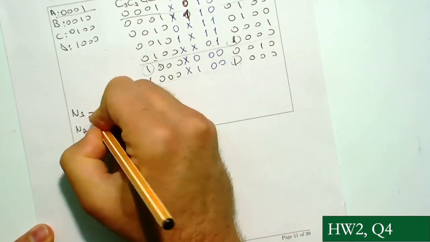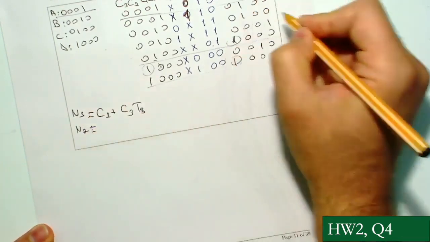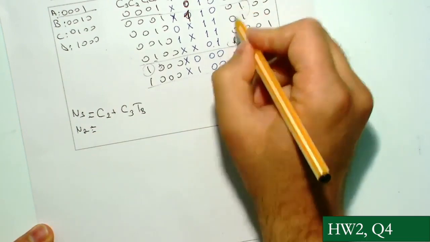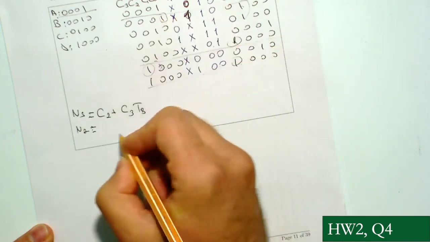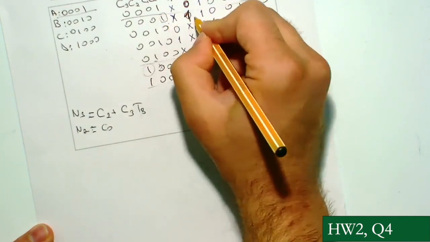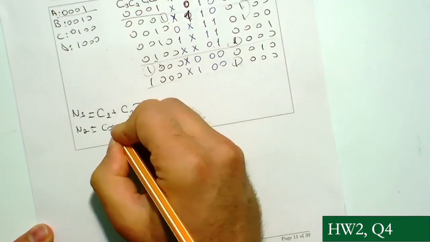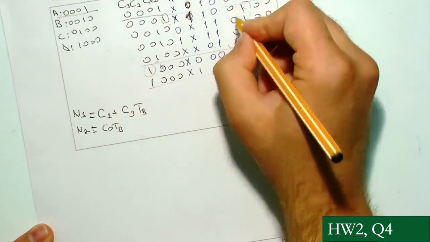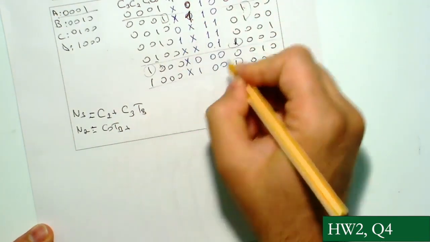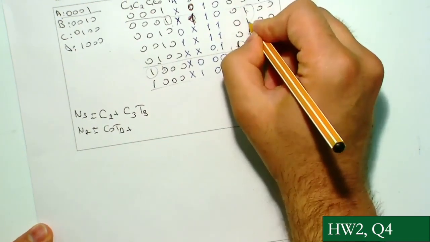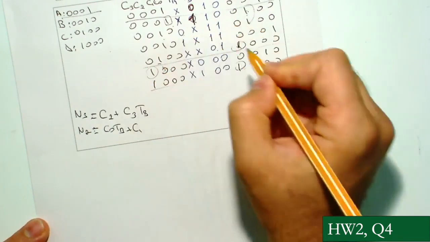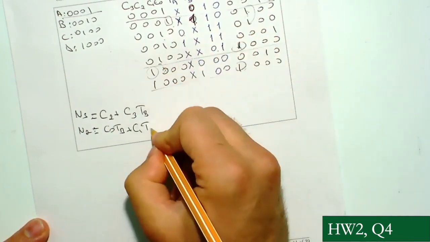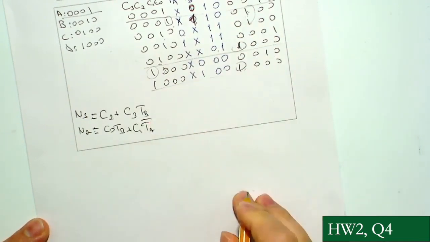So for N2, I have 2 rows as follows. When N2 is 1, here I have C0 as 1, and also TB as 1. Right? Yeah, that's correct. And again, for N2 is 1, C1 is 1, and also TA is 0. So TA not. Let me check it again. Yeah, TA. Okay.